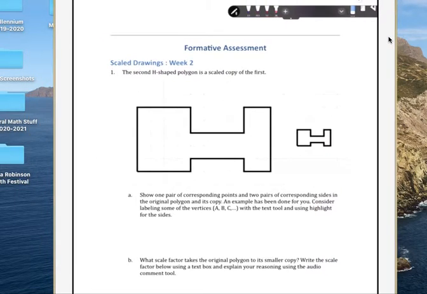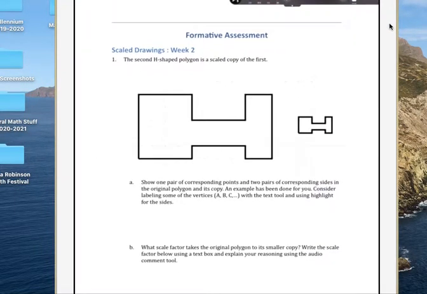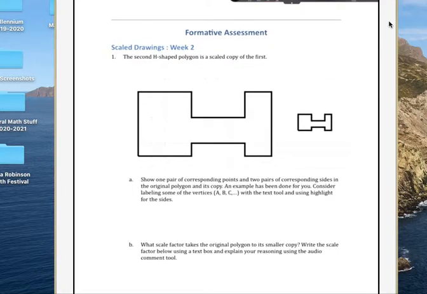Hi there. Okay, so I wanted to go through this formative assessment with you guys and make sure you understand everything that is happening. I wanted to record it just so you would have a resource that you could go back to and watch again, instead of me just explaining it in a live class. So let's just go through this one by one.